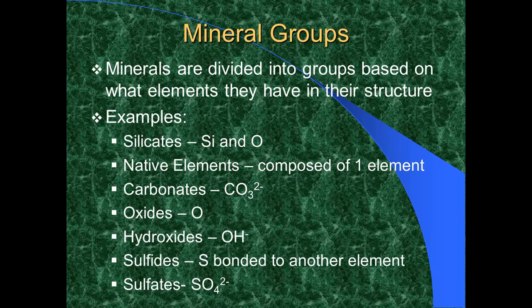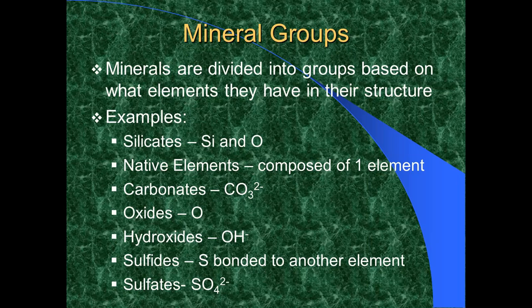These are native elements. A carbonate mineral has a carbonate group, which is a CO3 2- group in its structure. Oxides have oxygen in their structure. Hydroxides have an OH1- group.